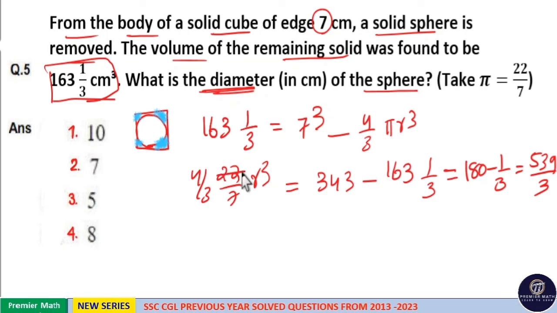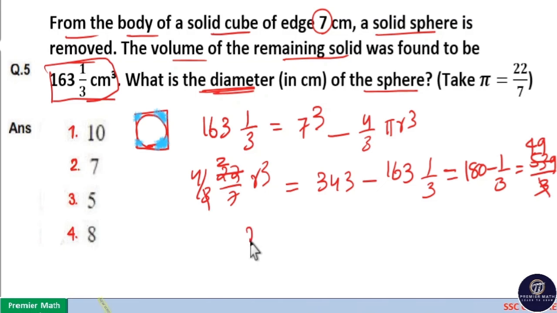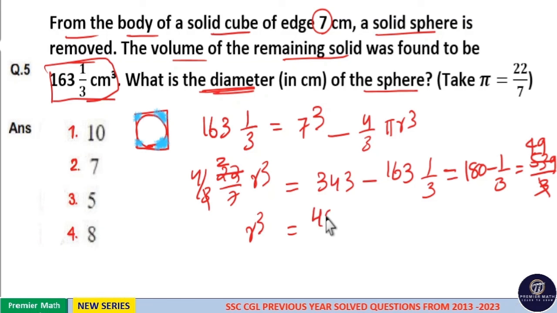Now 11 goes 2 times in 22. 11 goes 4 times in 53. Remaining 9. So 11 goes 9 times in 99. 3 and 3 cancel. Now r cube is equal to 49 into 7 divided by 4 into 2, 8.